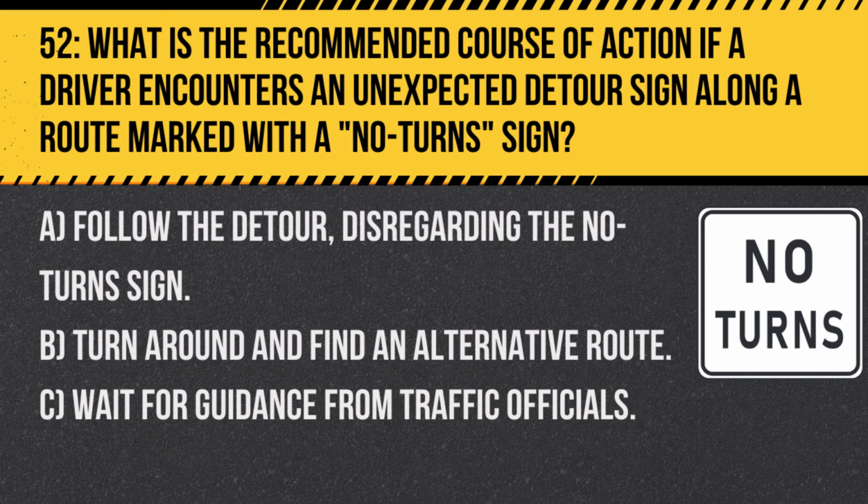Question 52. What is the recommended course of action if a driver encounters an unexpected detour sign along a route marked with a no-turn sign? A. Follow the detour, disregarding the no-turn sign. B. Turn around and find an alternative route. C. Wait for guidance from traffic officials. Answer A. Follow the detour, disregarding the no-turn sign. Detour signs temporarily override other traffic controls to manage traffic around obstructions.